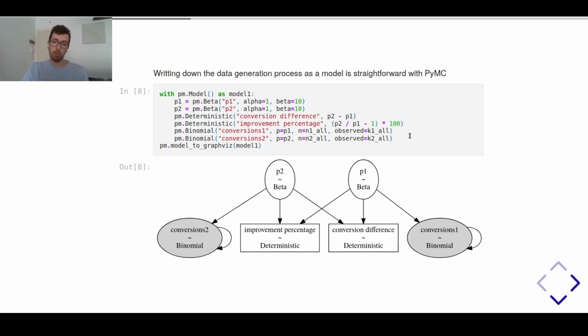You can also add in any sort of other metric or other quantity that could be of importance for making a decision afterwards. Like, for example, you could inform the conversion difference. So what's the difference between the conversion rate of the new variant and the old variant? Or what's the improvement percentage that the new variant has with respect to the old variant?